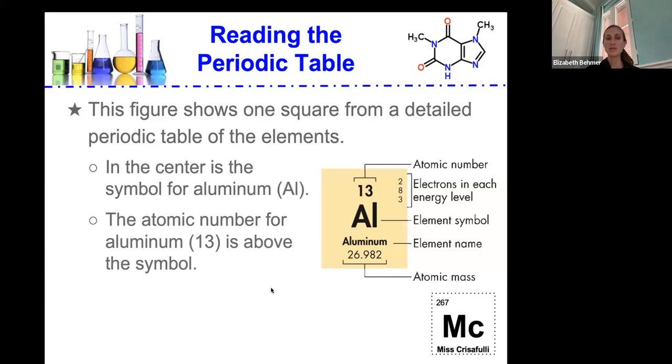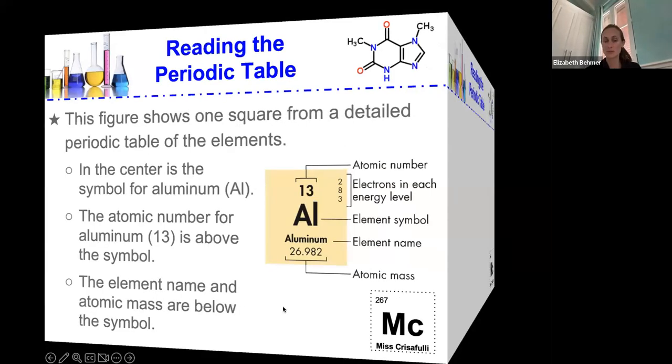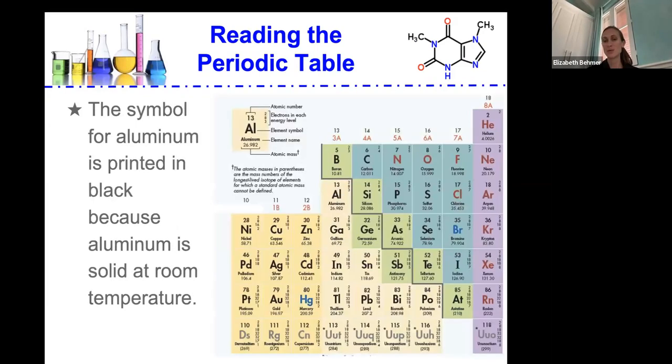The symbol for aluminum is printed in black because aluminum is solid at room temperature. The symbols for gases are in red, and the symbols for the two elements that are liquid at room temperature, mercury and bromine, that's Hg and Br, will be blue because they're liquids at room temperature. And then the symbols for some elements are in gray, and these elements are not found in nature, but were synthesized in a lab.